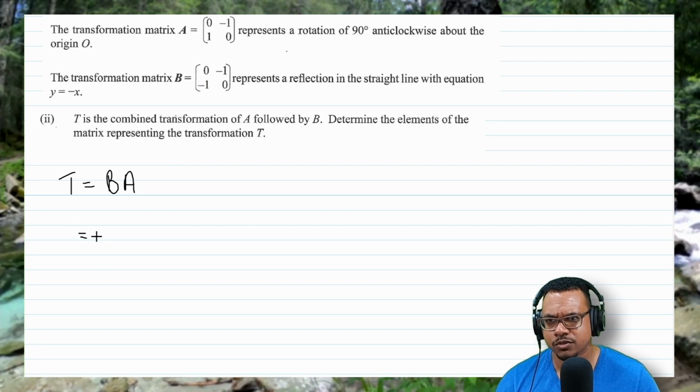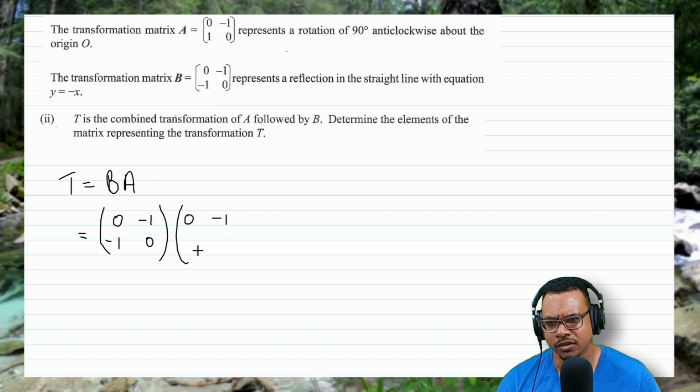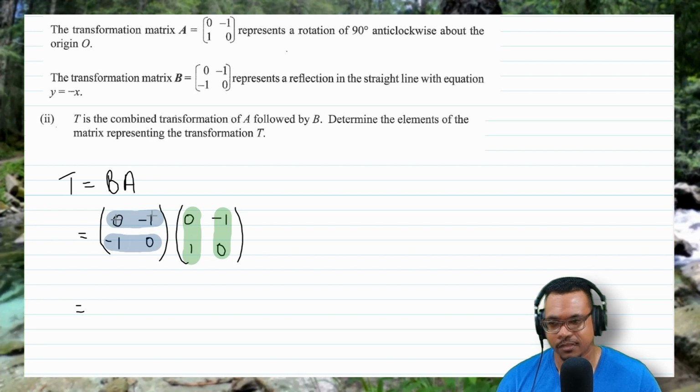So you're going to have this is equal to 0, -1, -1, 0. All right, and then you're going to put the transformation matrix A, which is 0, -1, 1, 0. All right, we're going to perform matrix multiplication here. So as we know, rows in the first matrix multiplied by the columns in the second matrix. All right, so this is going to be equal to, now remember, this first row here controls the first row for the answer, and this row down here controls the second row for the answer. So this controls the top, this controls the bottom. Across here, this column controls the left, and this column across here controls the right.